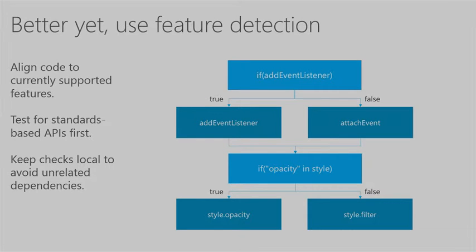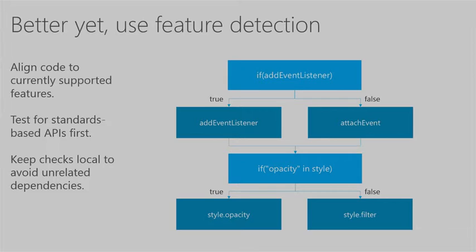Of course, better yet, you can avoid browser detection entirely by using feature detection. Instead of gating your decision on which functionality to use by the identity of the browser, you can base it on what's available and align your code to the currently supported features where it's running. It's a simple change in checks such that if I want to know which event model is available, I look for addEventListener, and if it's there, I use it.